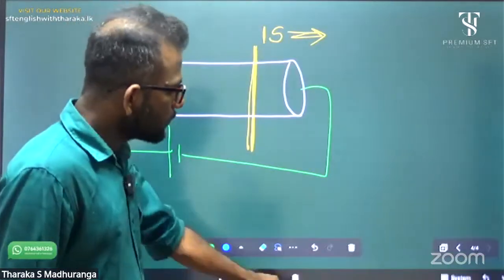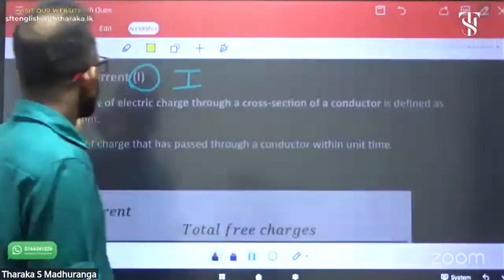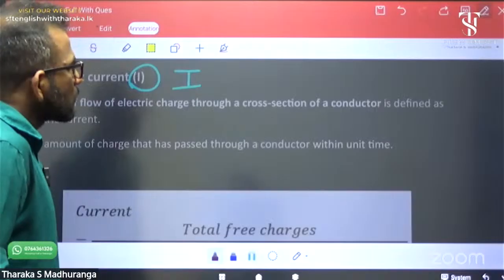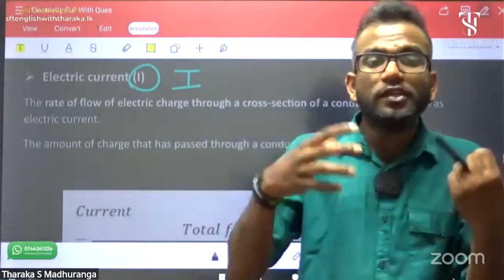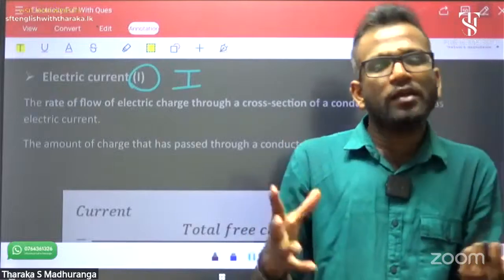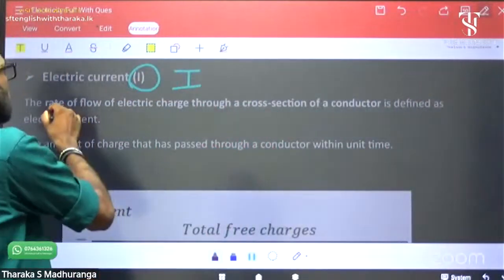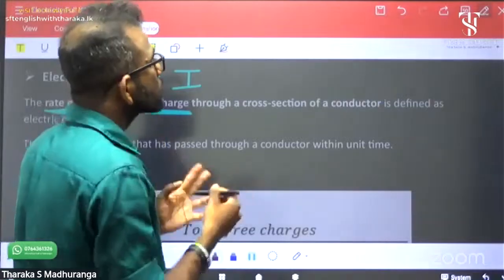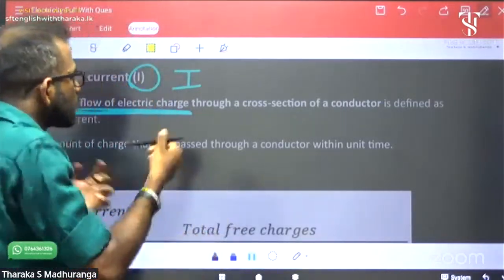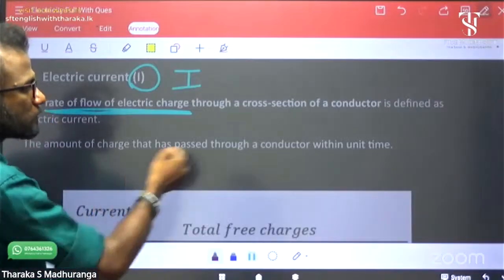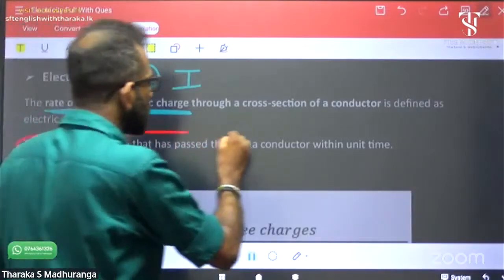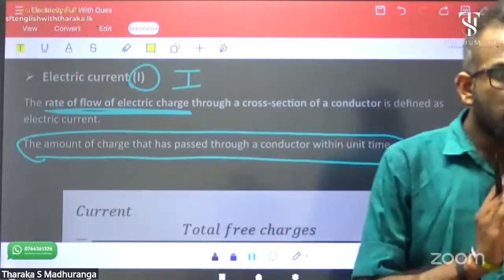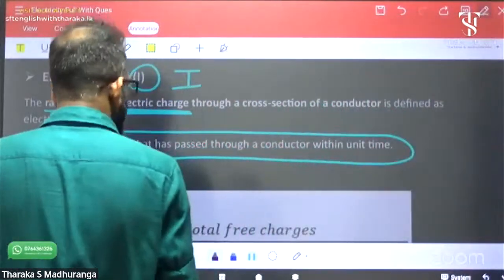In other words, we can explain it as the rate of flow of electric charge, or the electric charge flowing in a unit time, that we call the electric current. The rate of flow of electric charge through a cross section of a conductor. Or in other words, the amount of charge that passes through any cross section in a unit time, that we call the electric current.